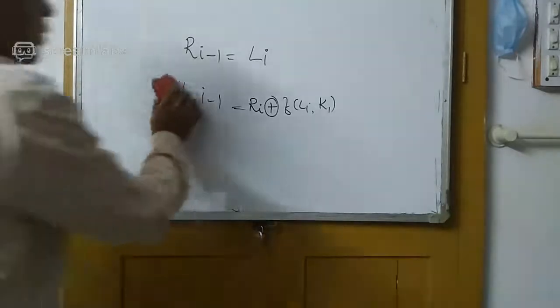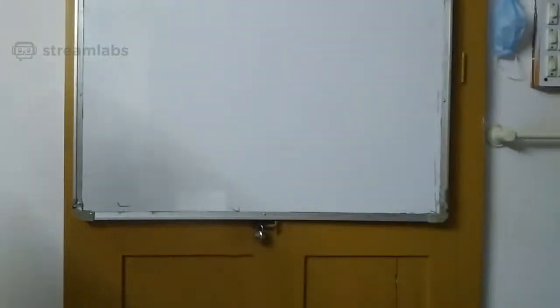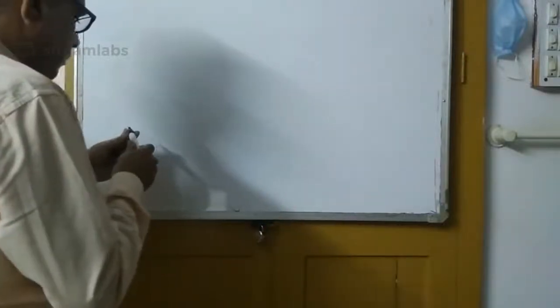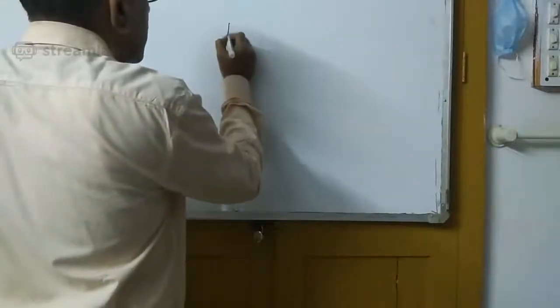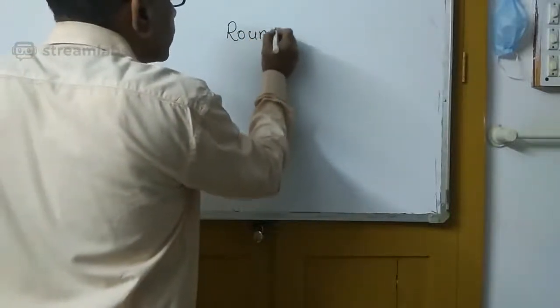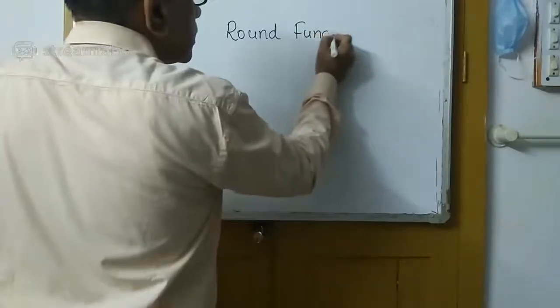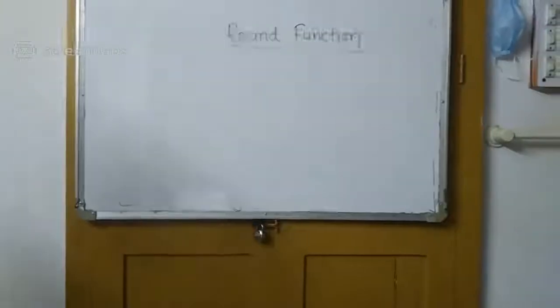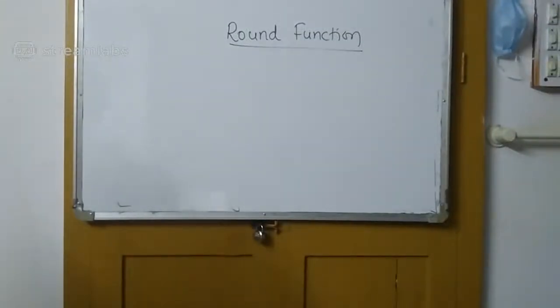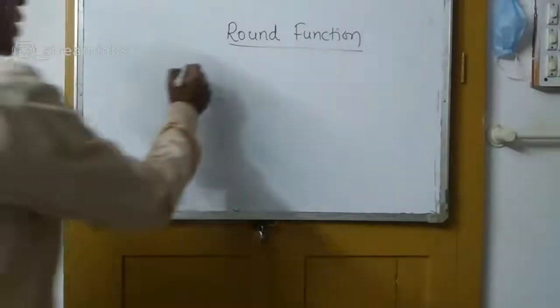Now the question arises: what is that function f? We call that function the round function. What exactly happens in this round function? Basically, there are four operations involved in this round function. First one is expansion.